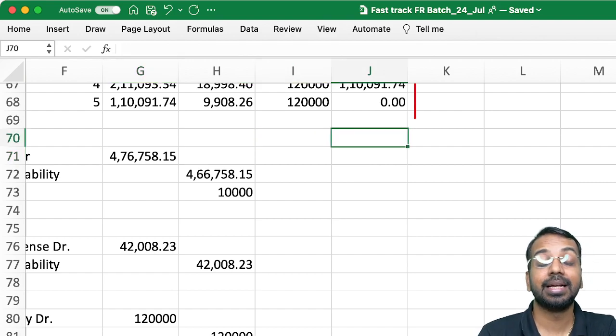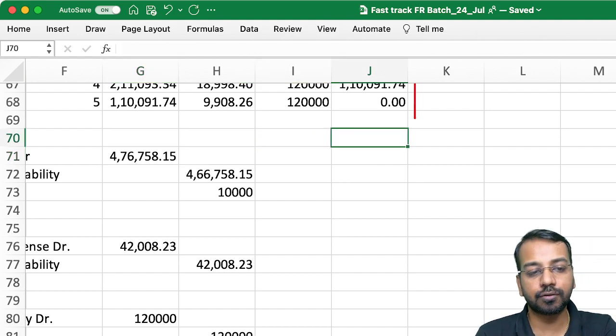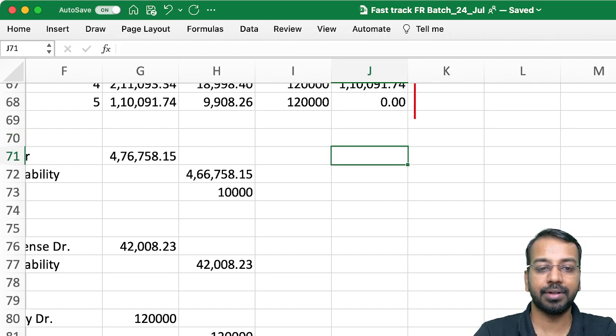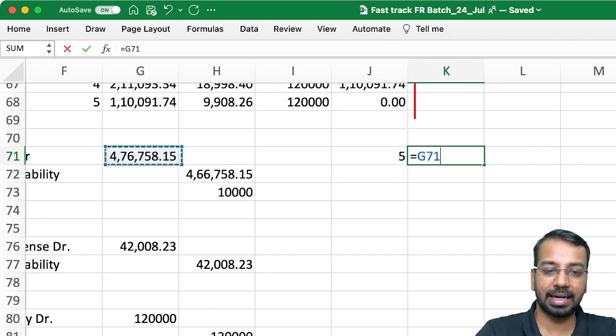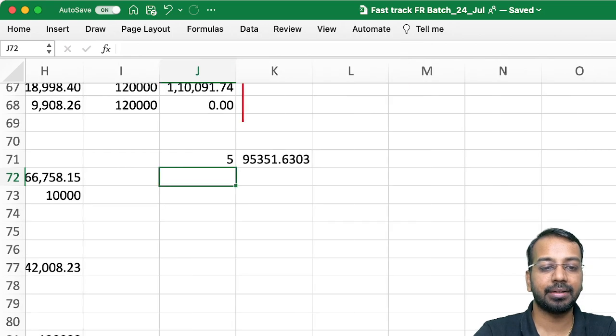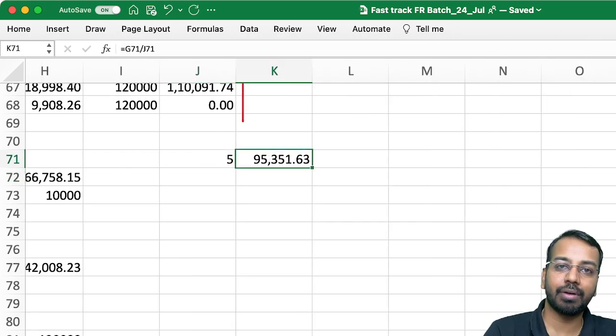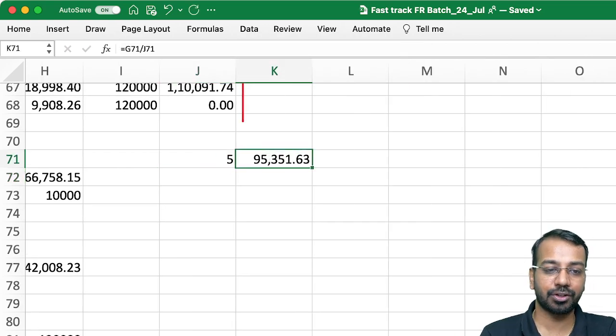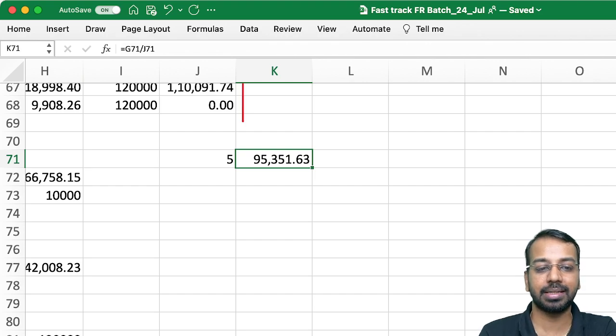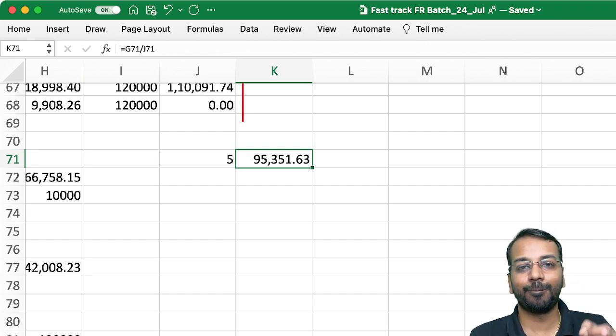In this case my lease term is 5 years. The useful life is also 5 years. So I will take 5 years, and 476 divided by 5. Every year the ROU asset will be amortized like depreciation. We don't call it depreciation because it is not a tangible asset that we are recognizing. 95,351 is the amortization that is charged every year.